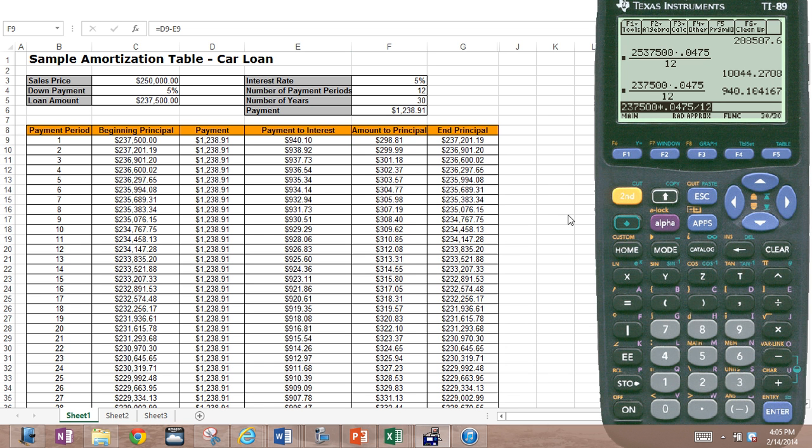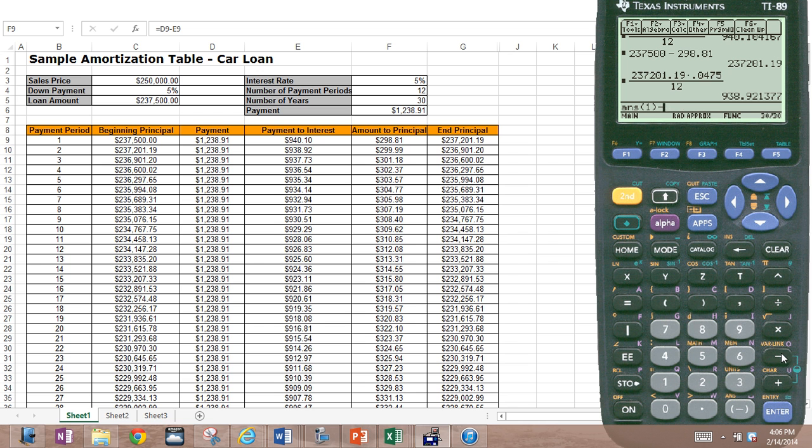Here it is. The original 237,500 less the 298.81 gives a new principal of 237,201. That times the rate, 0.0475 divided by 12, is the new interest payment in the second month: 938.92.